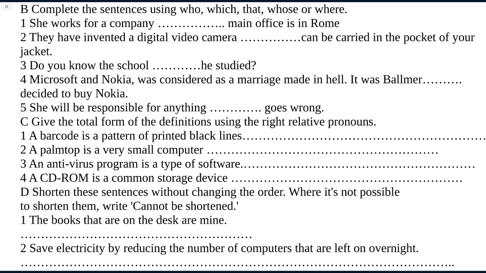Here it says, a barcode is a pattern of printed black lines that or which are applied to products as a means of quick identification. A palm top is a very small computer which can or that can fit in the palm of your hand. An antivirus program is a type of software that or which is, or are.